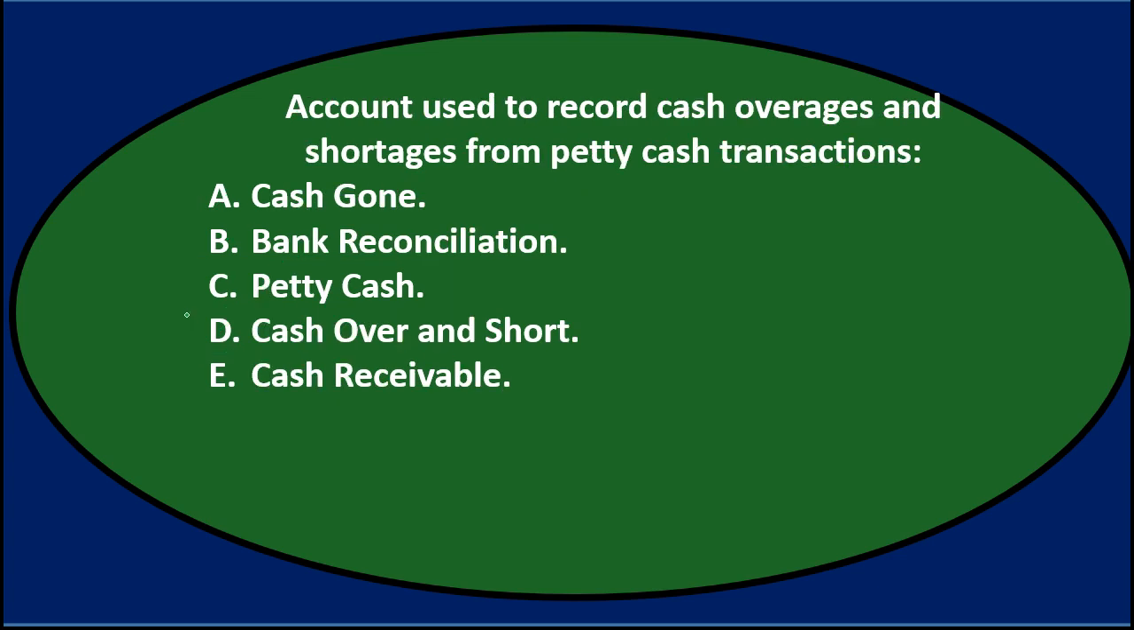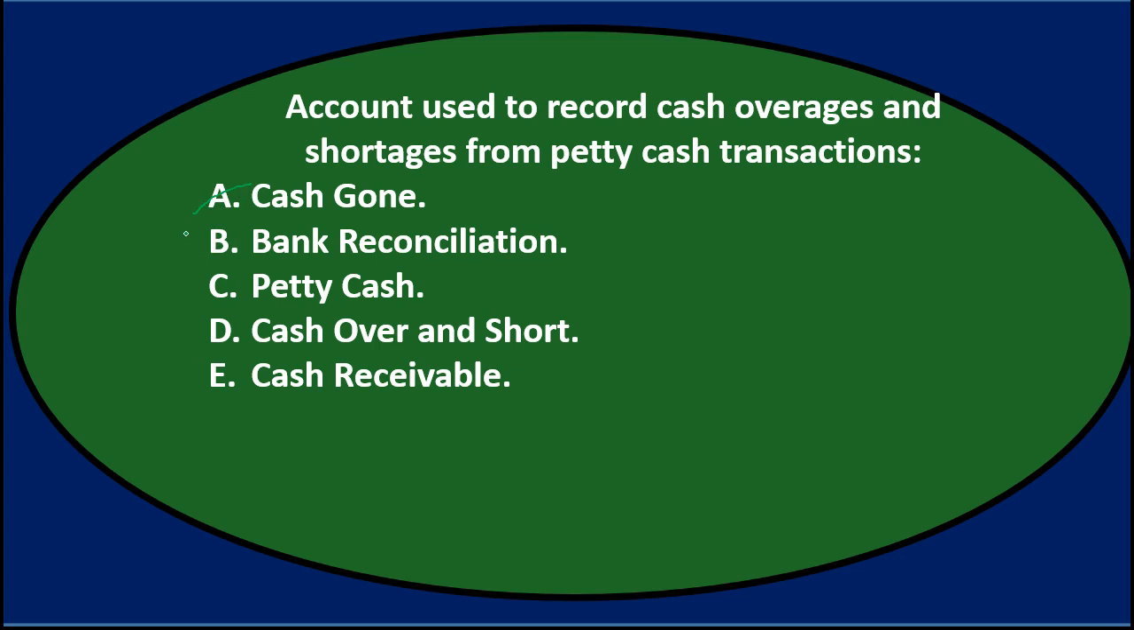Next question. Account used to record cash overages and shortages from petty cash transactions. A, cash gone. B, bank reconciliation. C, petty cash. D, cash over and short. E, cash receivable. So once again, we'll read through it, cross them off with the process of elimination. Account used to record cash overages and shortages from petty cash transactions. A, cash gone. I don't think that's a thing. That term doesn't sound familiar to me.